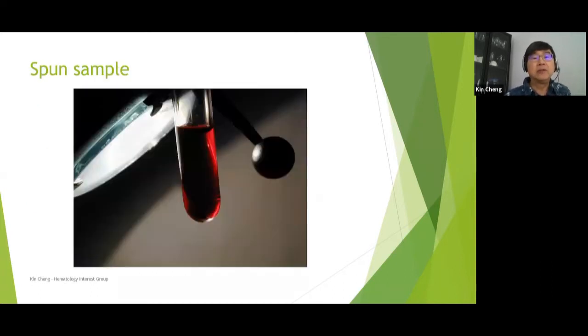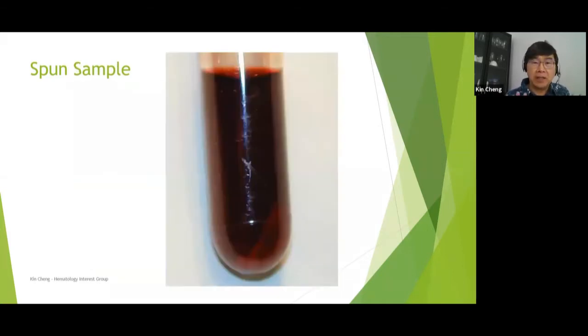That's what it looked like. It looked like the whole tube was not being spun down. Upon close examination, this is a close-up of an aliquot of that sample. You can see there's actually a little bit of a button at the bottom. The rest of it is all red. In other words, the sample did get spun down, but only a little bit of sediment is there.